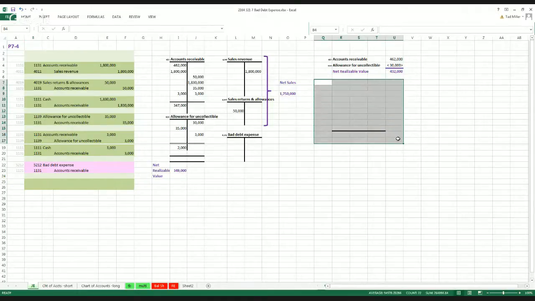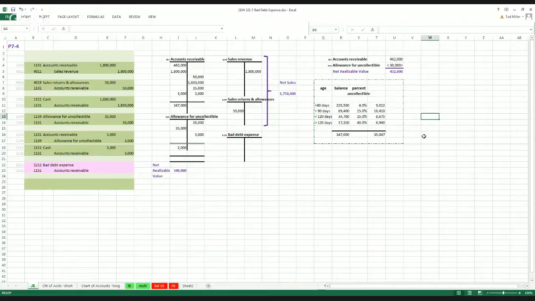So if I'm taking the balance sheet approach, what I'm really trying to calculate is this number. What amount do I need in my allowance account? What balance do I need in my allowance account to get the correct net realizable value? So I'm estimating the net realizable value on the balance sheet when I use the balance sheet approach. So the problem breaks down this $347,000 in accounts receivable by when they were sold.